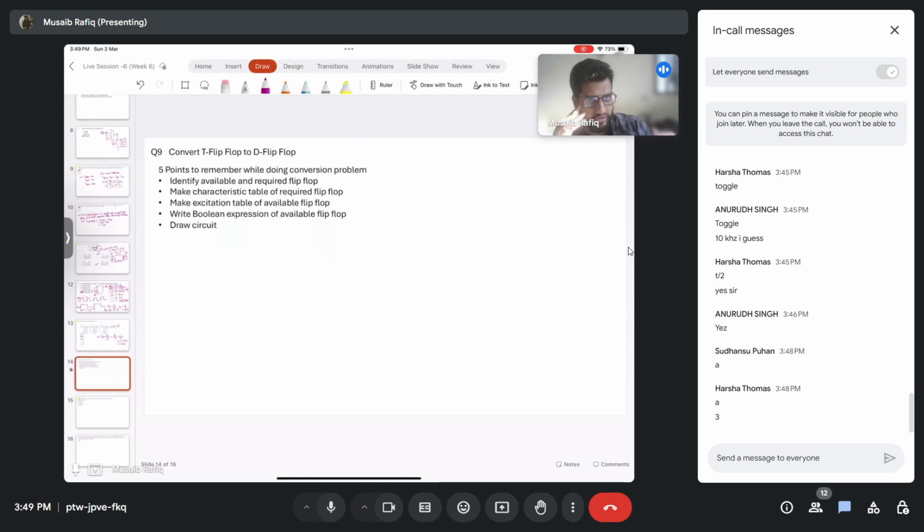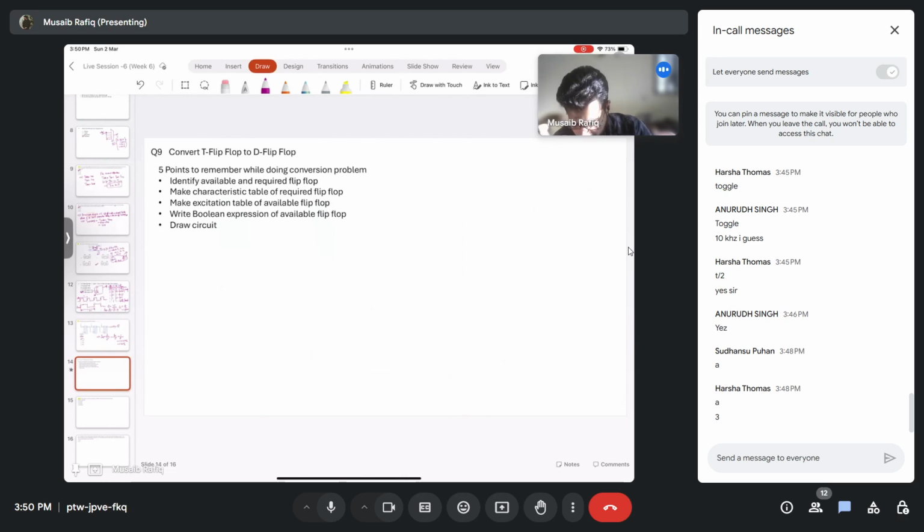And there are lots of questions you can construct around these types of problems, and I have shown different problem sets based on this in my previous course while I was a TA. So here I have just given an idea about it. This is basically conversion of one flip-flop to another flip-flop, right? There are basically 5 points to remember when you want to convert one flip-flop to another flip-flop.